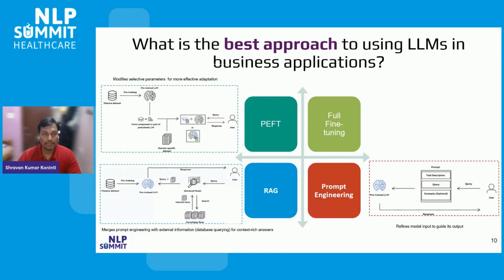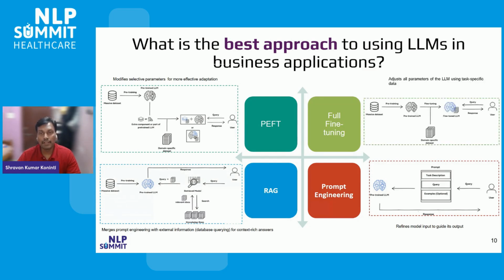Next, we have the PEFT method, right? Parameter efficient fine tuning. So basically what happens is you have a pre-trained model. Instead of training the entire pre-trained model, we will be focusing on only some of the parameters. For example, if the model is a 10 billion parameter model, we don't need to train all the 10 billion parameters. We'll be just focusing on only some millions of parameters. So this is what parameter efficient fine tuning does.